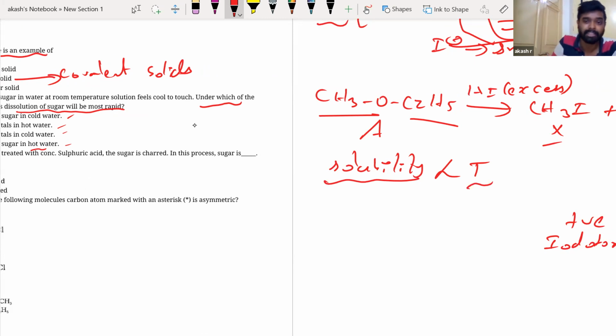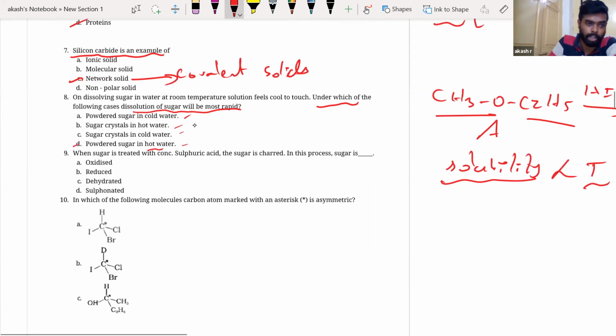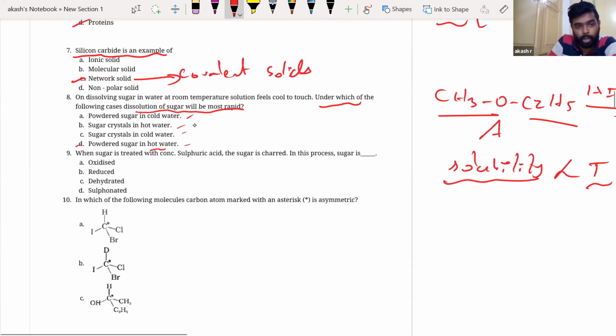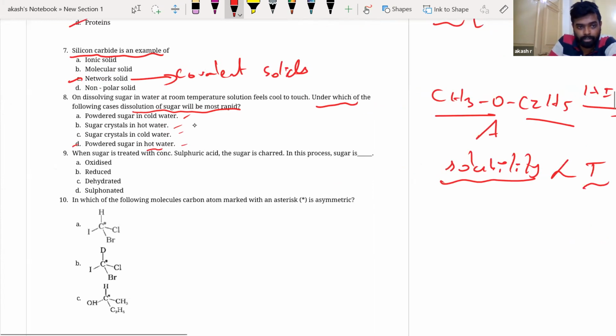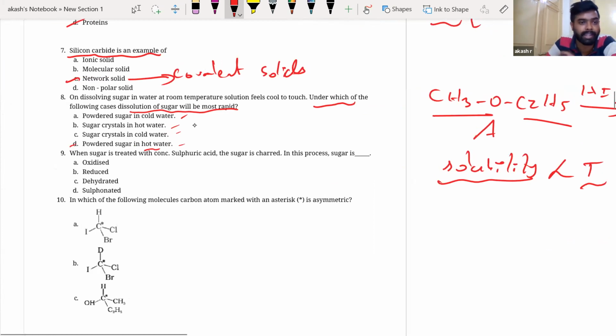And one more thing is, the sugar is already in powdered form, very, very small particles. There is no energy required to break these sugars into smaller particles. Already they are very small, right? So powdered sugar in hot water will have maximum solubility. Hope you're all able to get it. Okay, right? So the correct answer would be option D, powdered sugar in hot water, because the temperature is high. Powdered sugar will be better because I don't have to go on breaking it. It's already broken. Normal, easy question. Right, next.